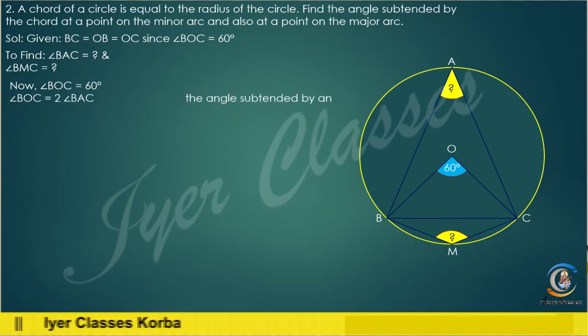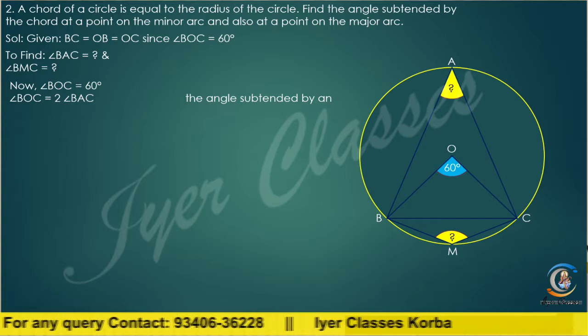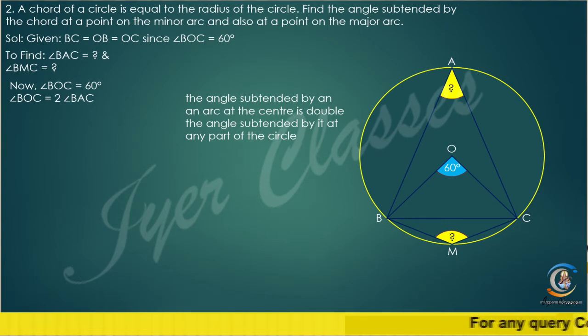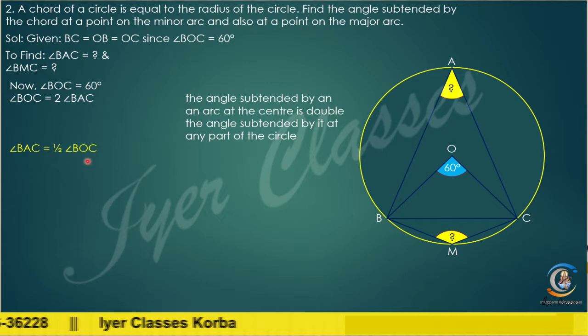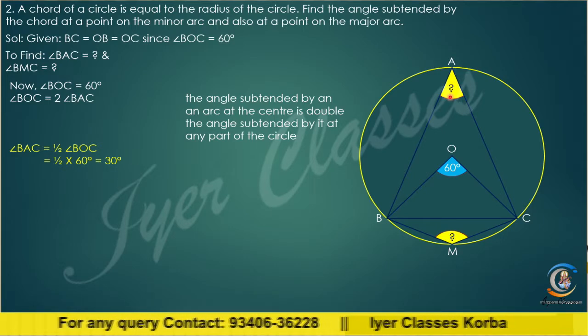Now, we know that angle BOC is equal to twice the angle BAC, right? The angle subtended by an arc at the center is double the angle subtended by it at a point on the remaining part of the circle, right? So this angle BAC is half of angle BOC. So what is the measure of this angle BAC? It is equal to 30 degrees. Now this yellow angle on the top is equal to 30 degrees, right?